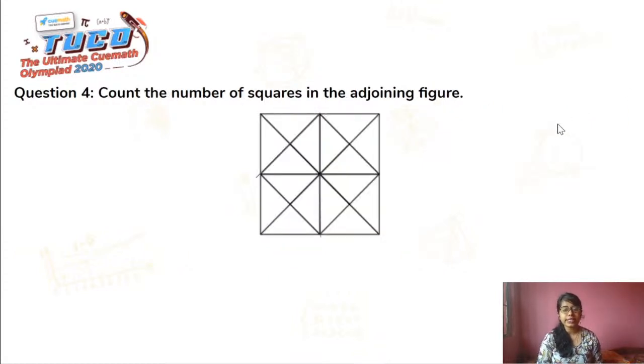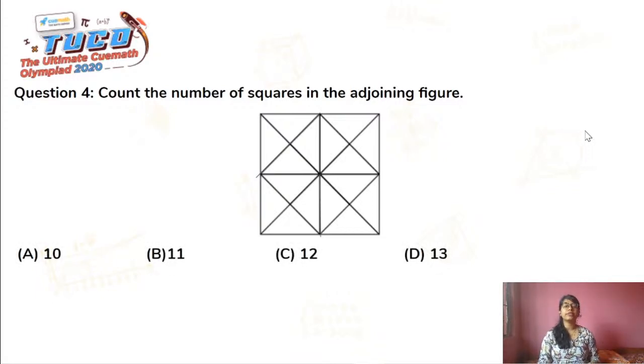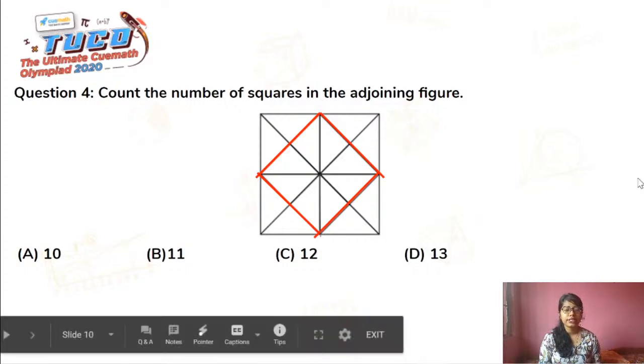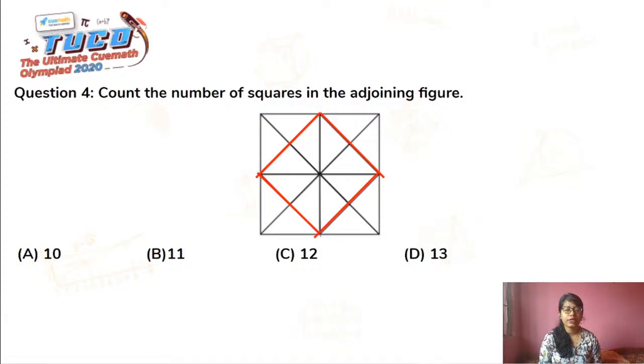Count the number of squares in the adjoining figure. And here go our options. The question is very similar to the previous one. You have to count the number of squares in this. So let's start highlighting. Here goes our first one. As you can see, it's the red one. Let me write it down. We have the red one coming in first. Then we have the next one, the blue one. So we have plus blue.